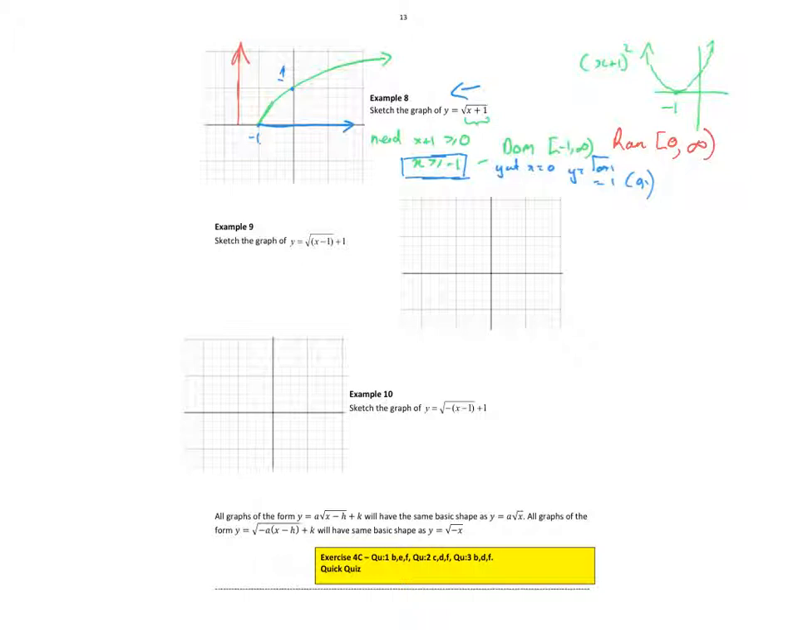All right. So even though some of these questions won't be asking you for domain and range, because remember we've changed order a little bit, let's put them in. Example 9.